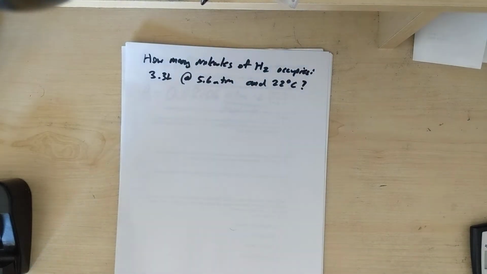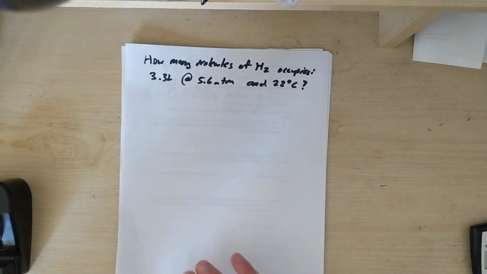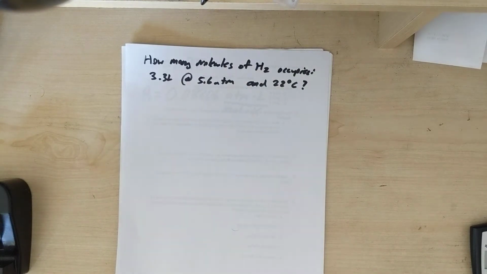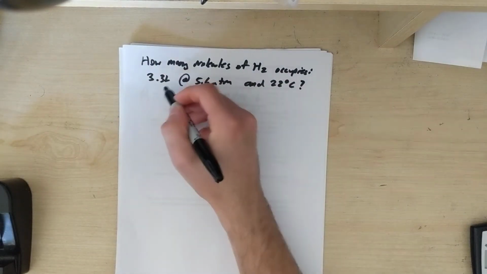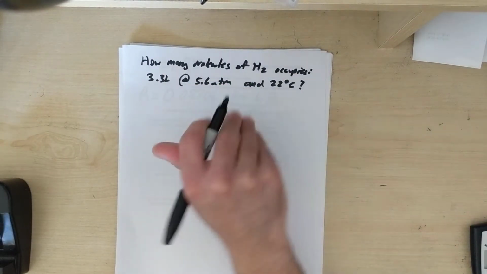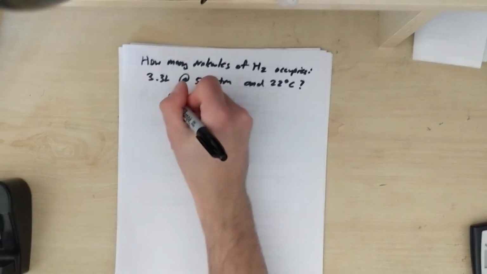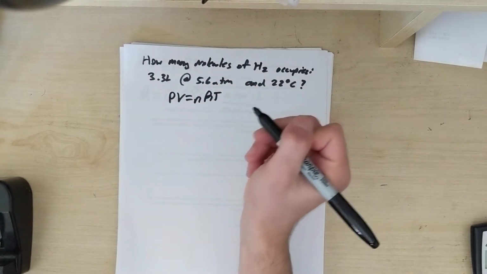Okay, so let's start with this one since it's a little bit more simple, and that is how many molecules of hydrogen occupy this 3.3 liter chamber that's at 5.6 atmospheres and 22 degrees Celsius. So this is obviously a gas problem, right? Because H2 is a gas. But also we have a volume, pressure, and a temperature. So that should be a pretty dead giveaway about that. And so for gases, we use the ideal gas law, which is PV equals nRT.